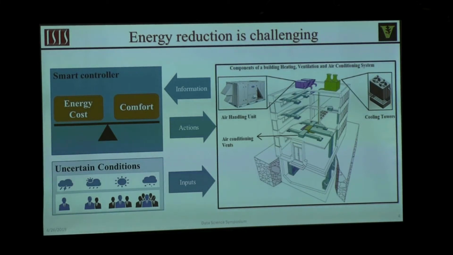Also, energy control would depend a lot on environmental conditions, which are not exactly predictable. Things change over time, so we are dealing with uncertain environments, but we have a lot of data that we can collect from the buildings, and then maybe try and design smart controllers that balance energy use versus the comfort. So how do we go about doing that?